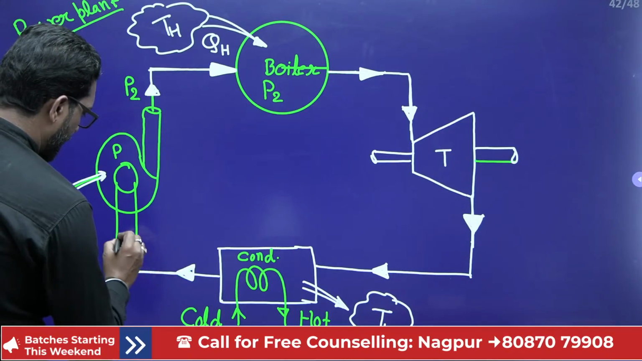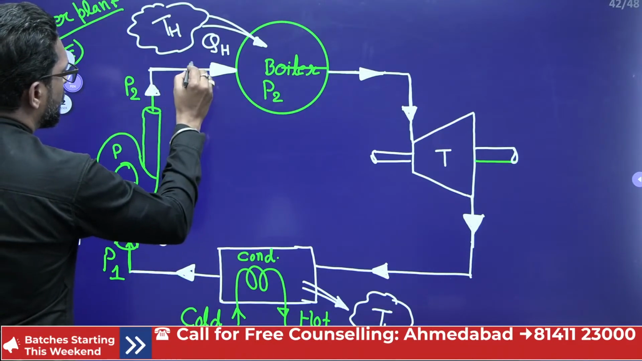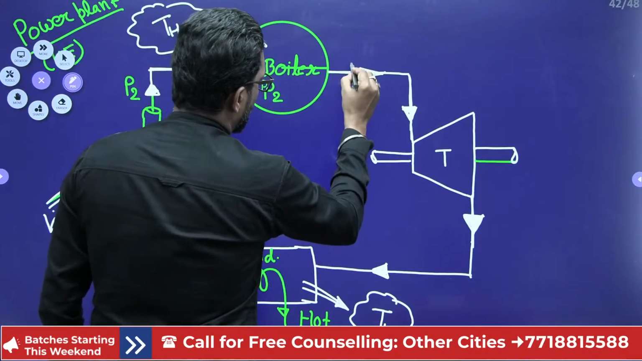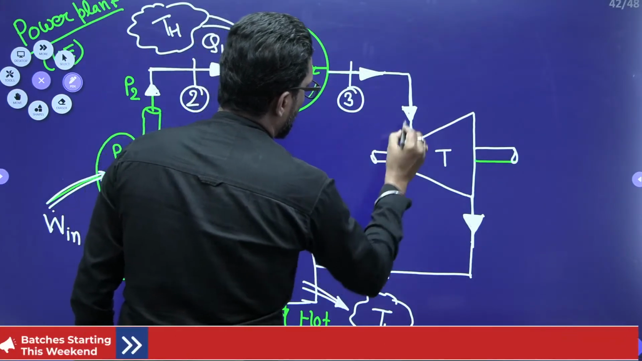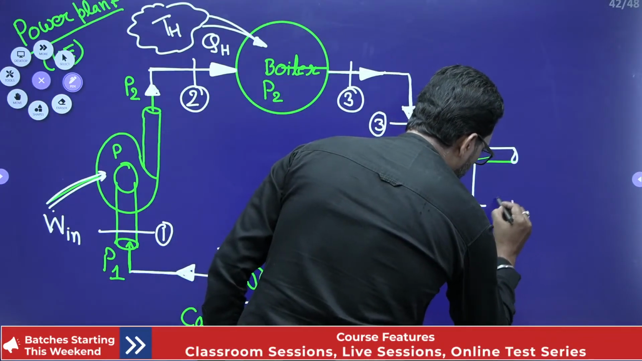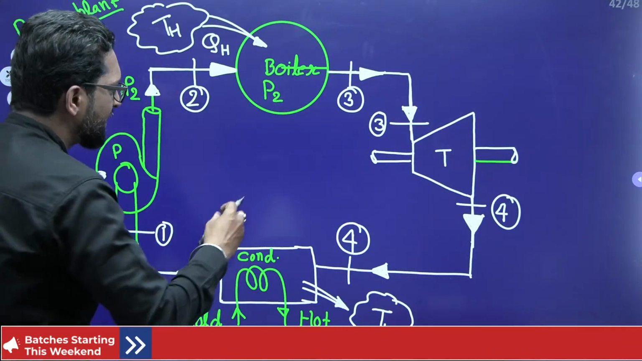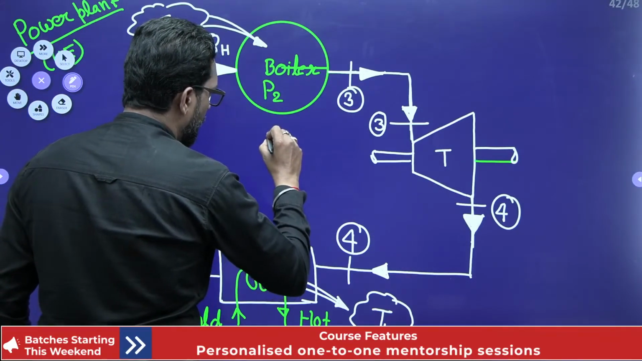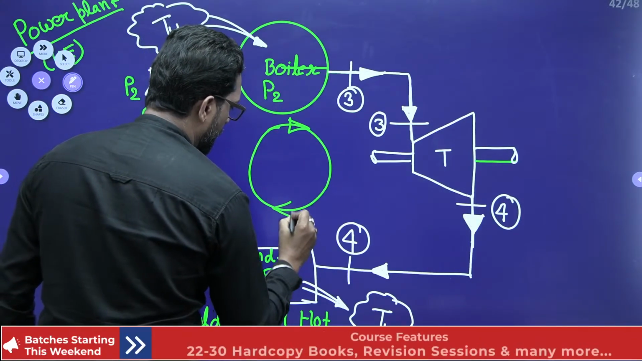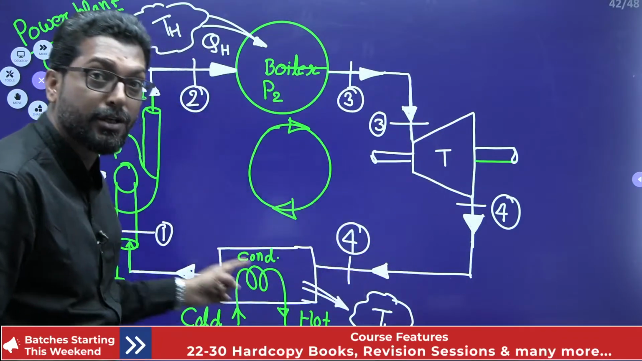So this is your inlet, 1, exit is 2. Exit from the pump, this is 3, this is also 3, this is 4. At inlet, again there is a 1. So there is a cycle. This is your cycle, and in that cycle the same fluid is coming.